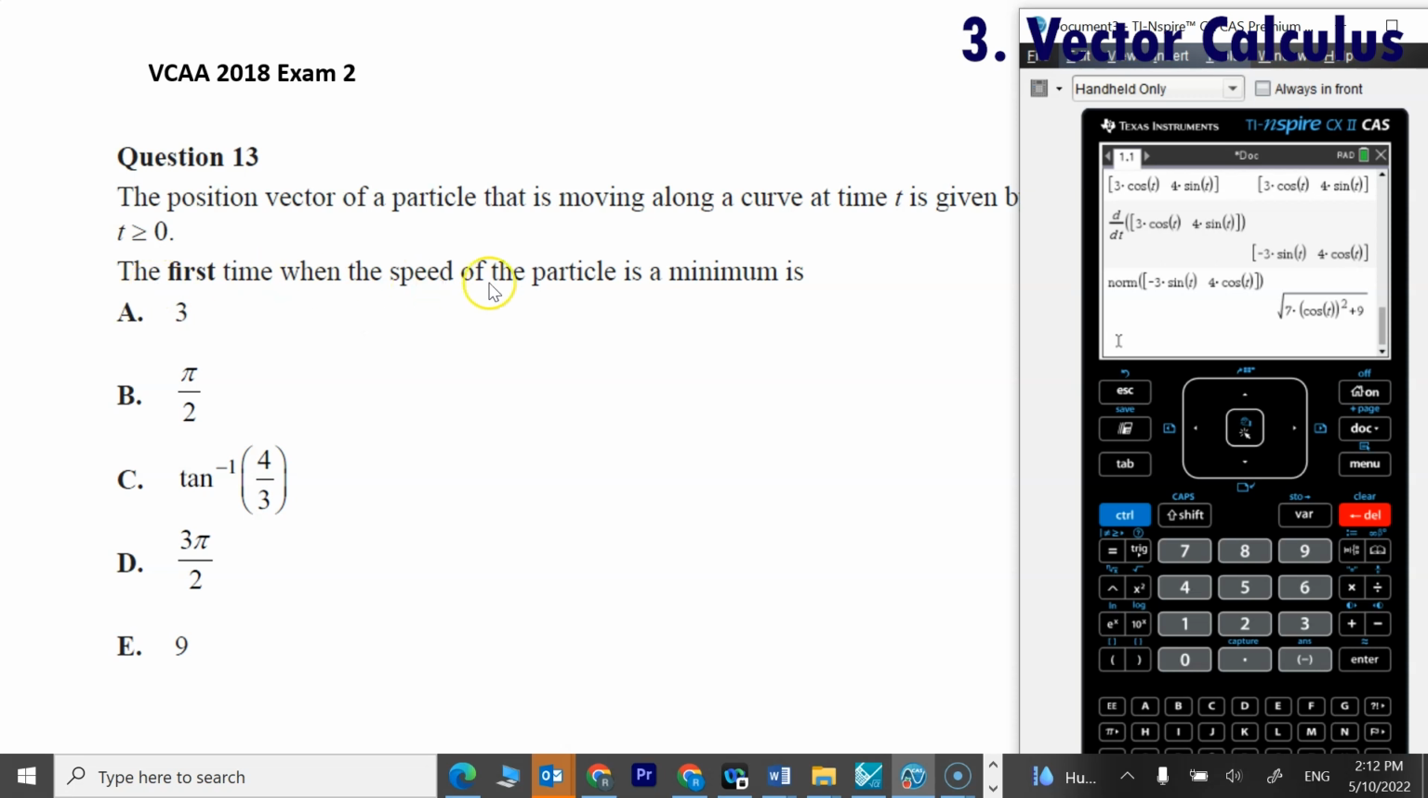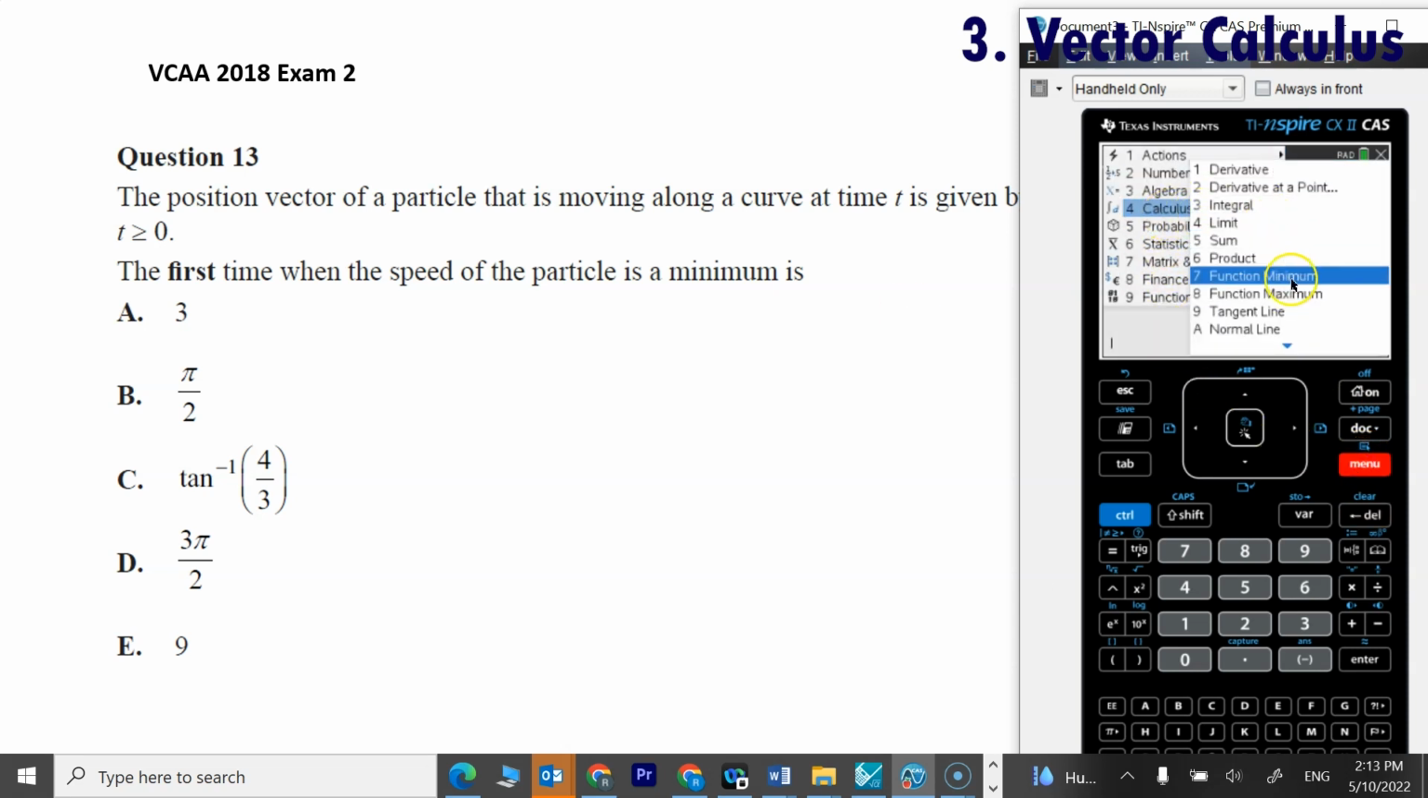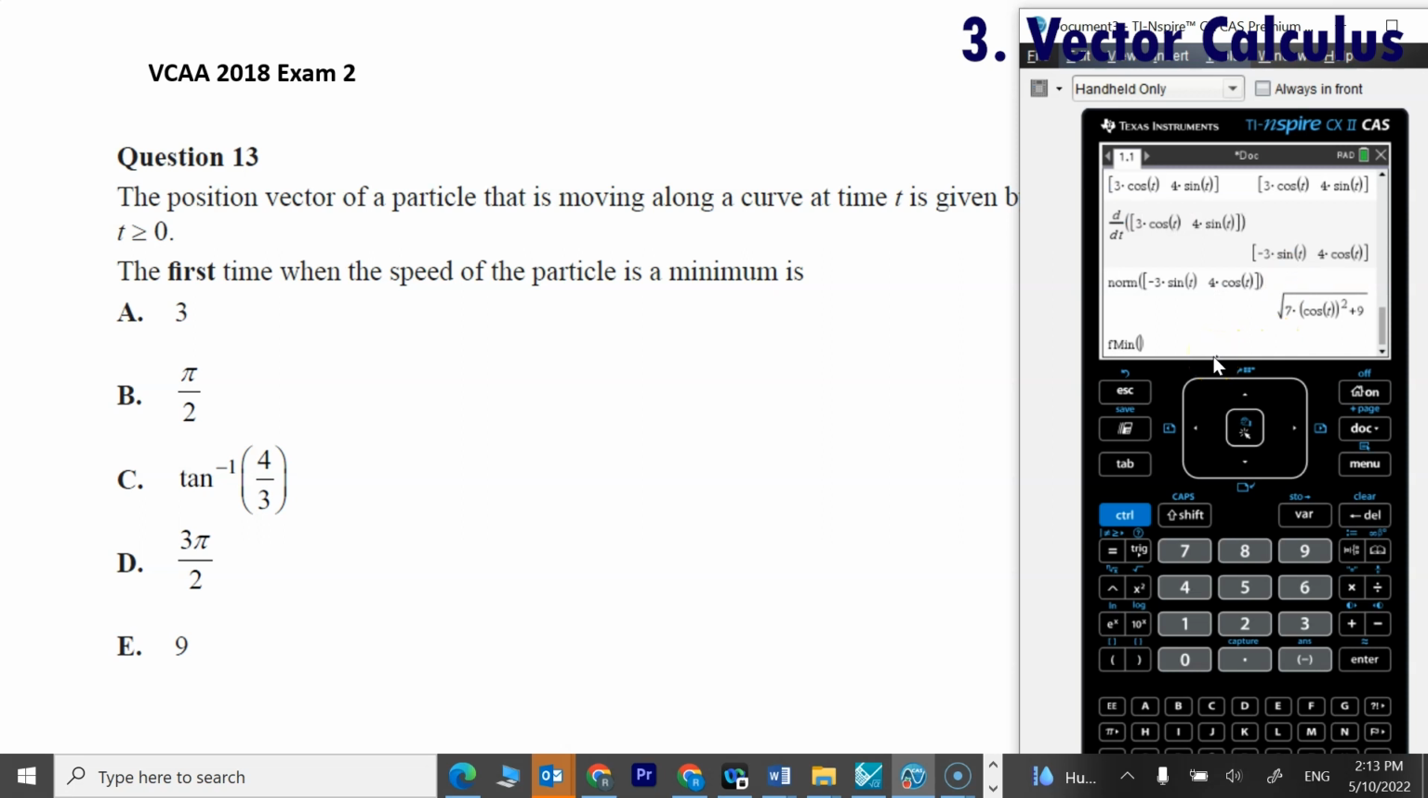And now we just need to find the first time when that speed is a minimum. So how would we find when this is a minimum? You could graph it and look for the local minimum, but we can also use the fmin function. That's under calculus, function minimum, or again, you just type fmin. Copy this function down, and comma t, because t is our variable.